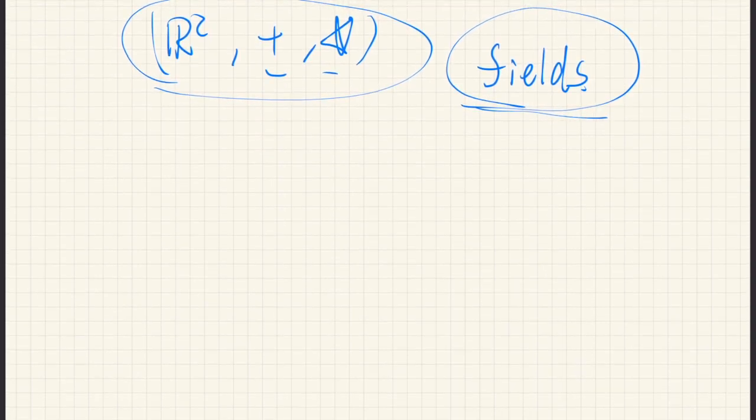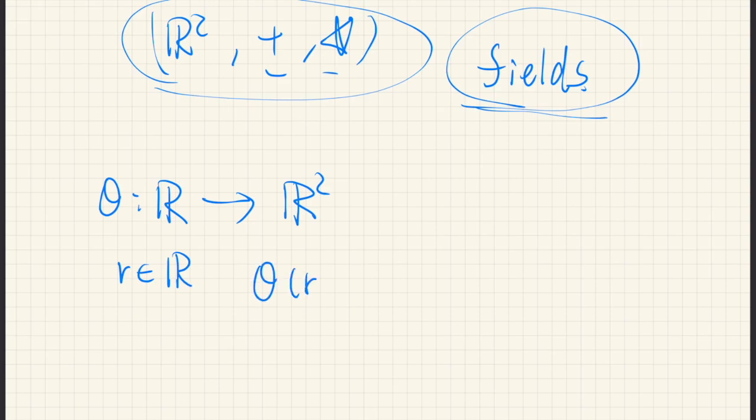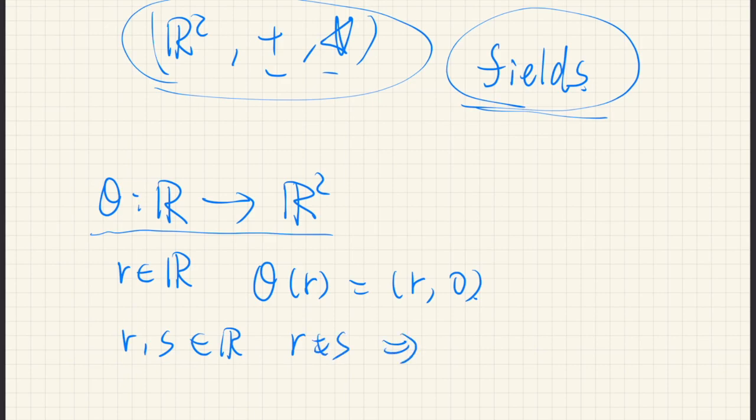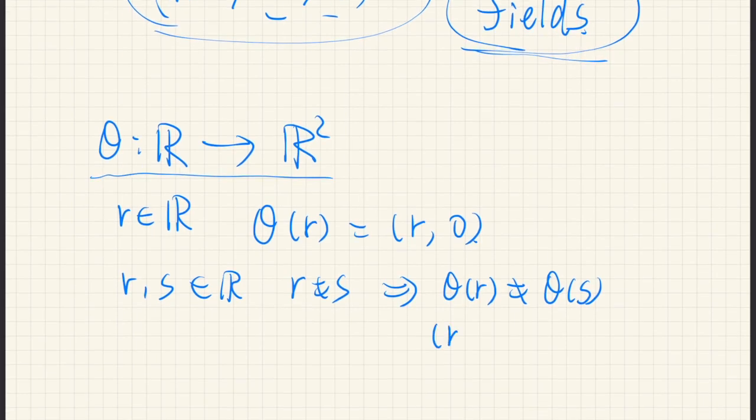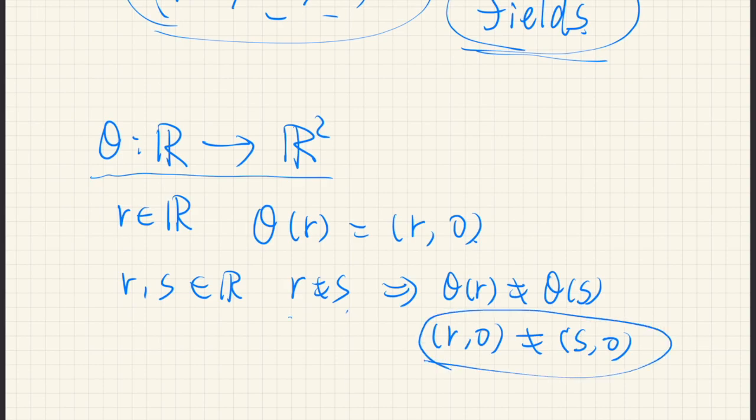Next, we consider a map from real numbers to pairs of real numbers. Okay, let's call that map theta. And that is defined by, for each real number r, theta of r is defined as (r, 0). Note that this map is injective. That means if we have two real numbers r and s that are different, then theta of r and theta of s are also different, because theta of r is (r, 0) and theta of s is (s, 0). Since r and s are different, these pairs are different. Okay, so this is injective.